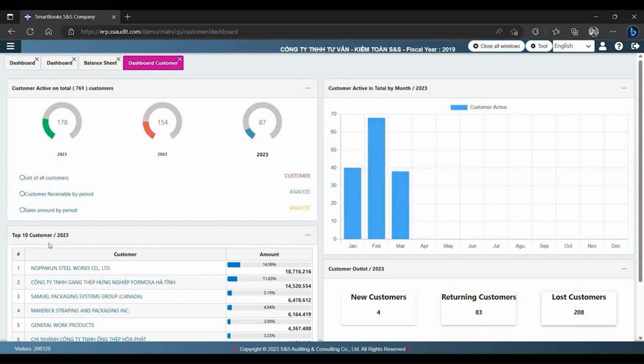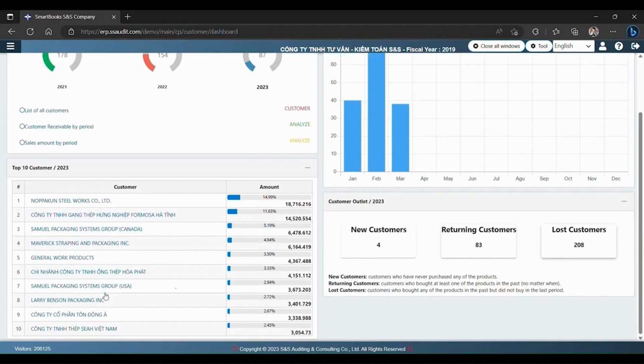Top 10 customers report. List of 10 customers that have largest sales amount. Compare with total sales. Customer outlet. Number of new customers, returning customers and lost customers in this year.